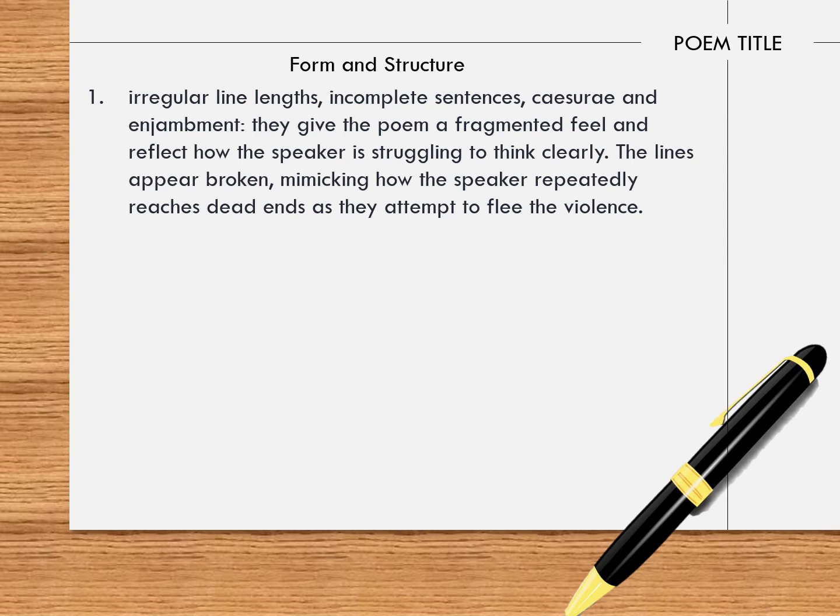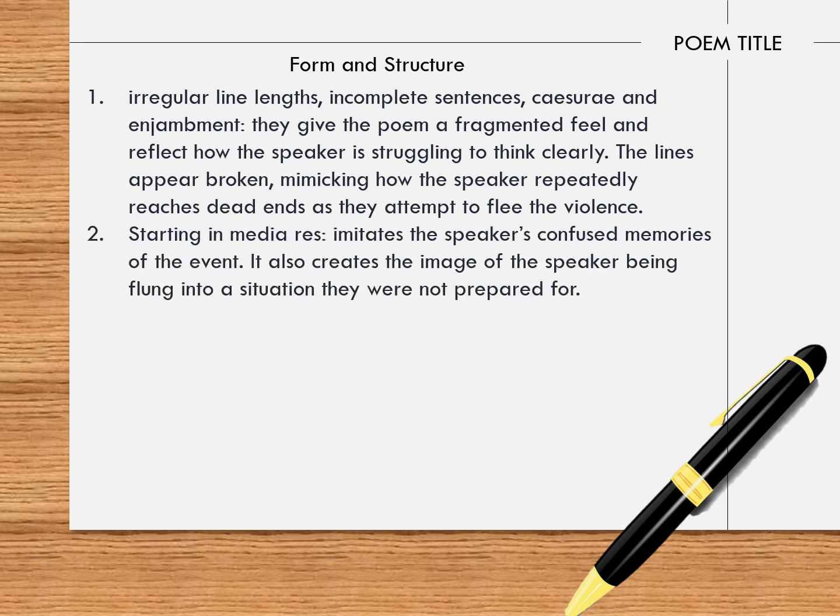So for that first one, where you were looking at the impact of the irregular line lengths, the incomplete sentences, the caesura and enjambment, you could say that they give the poem a fragmented feel and they reflect how the speaker is struggling to think clearly. The lines appear broken, and that could perhaps mimic how the speaker repeatedly reaches dead ends as they attempt to flee violence. The impact of starting in media res, so in the action, imitates the speaker's confused memories of the event. It also creates the image of the speaker being flung into a situation that they were not prepared for.